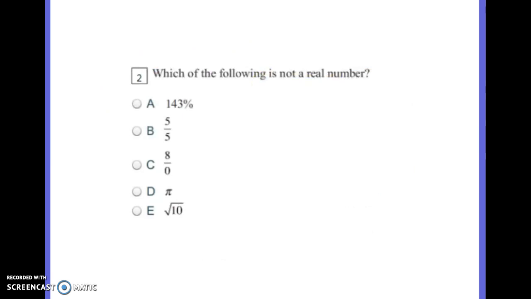Question number 2 kind of piggybacks off of that. It says, which of the following is not a real number? C is the correct answer because you cannot divide by 0. And when you take the ACT, you are allowed to have a calculator. If you enter 8 divided by 0 into your calculator, you will get an error message of some kind. So C is the correct answer. That is not real because you cannot divide by 0.